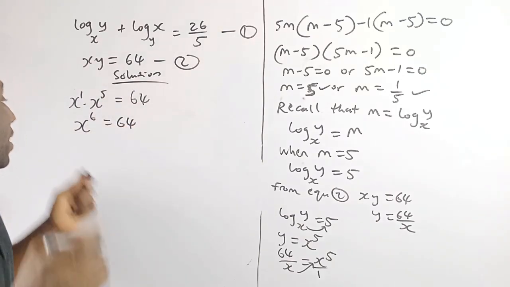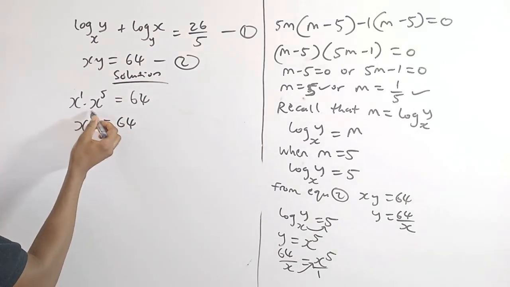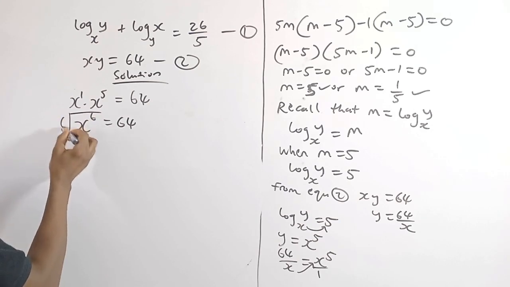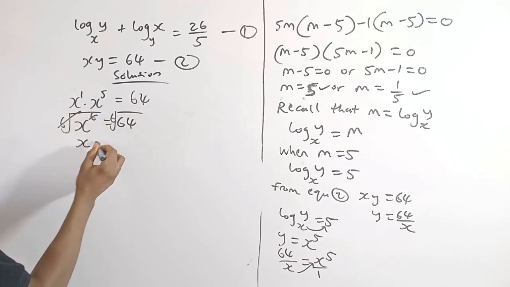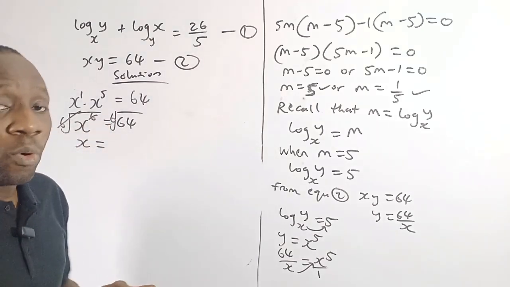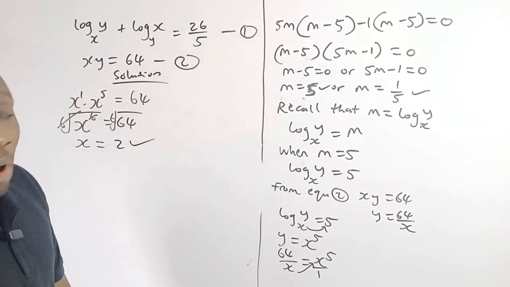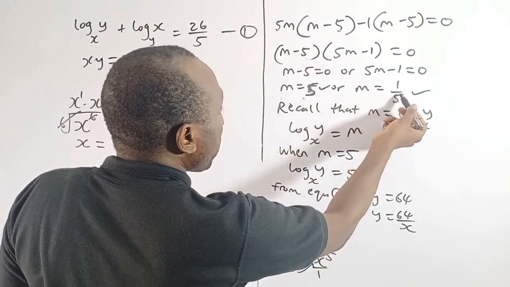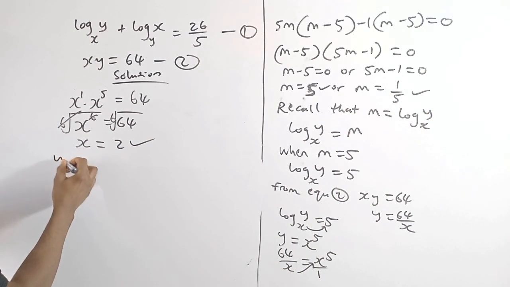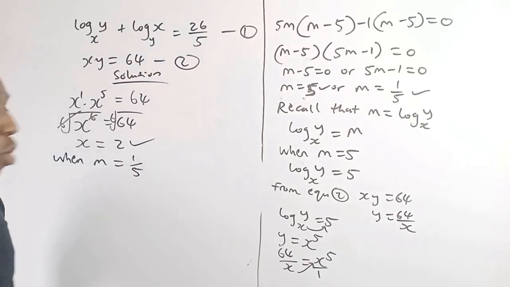What do I do next? Take the sixth root of both sides to get rid of the power of 6 here. So the sixth root here and the sixth root here. This cancels this, and x is equal to the sixth root of 64, which is 2. So that's 2. We've gotten one of the values of x. Now we also have that when m is equal to 1 over 5, so let's keep on writing. When m is equal to 1 over 5, let's get the value of x.